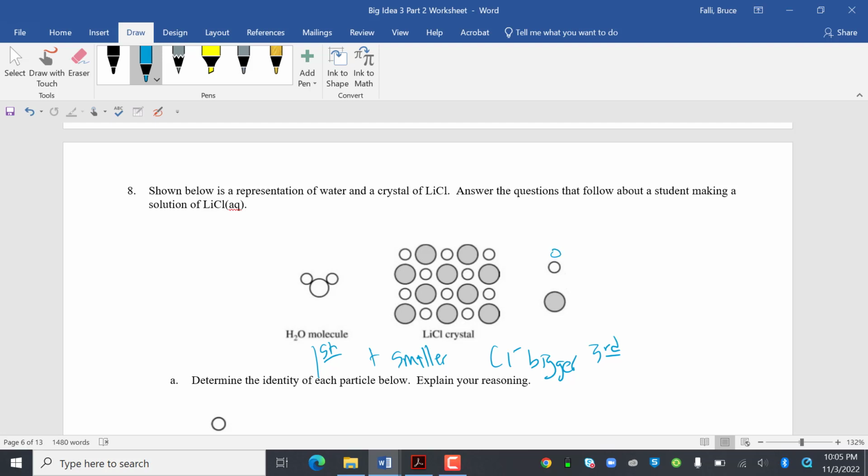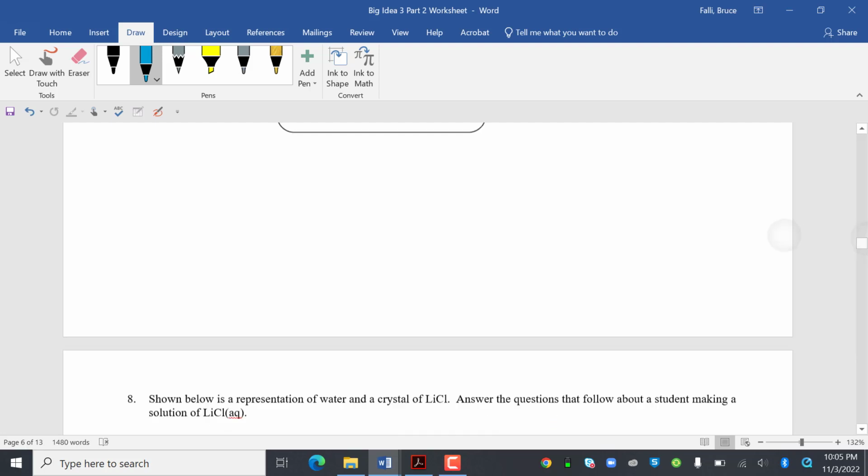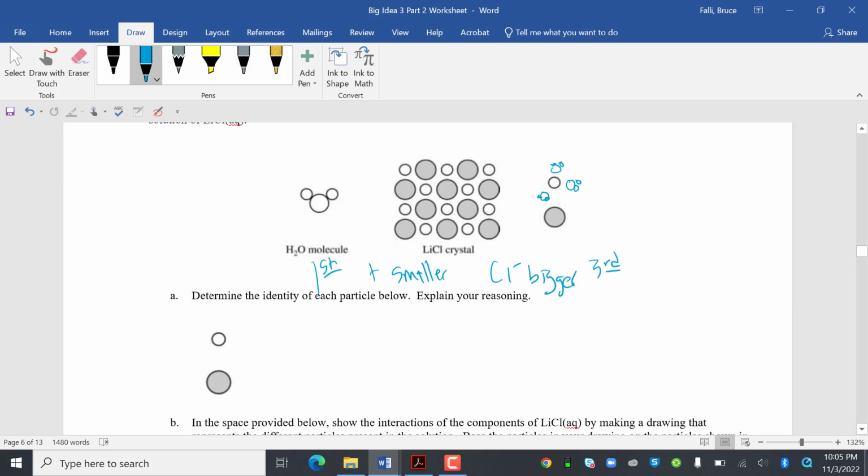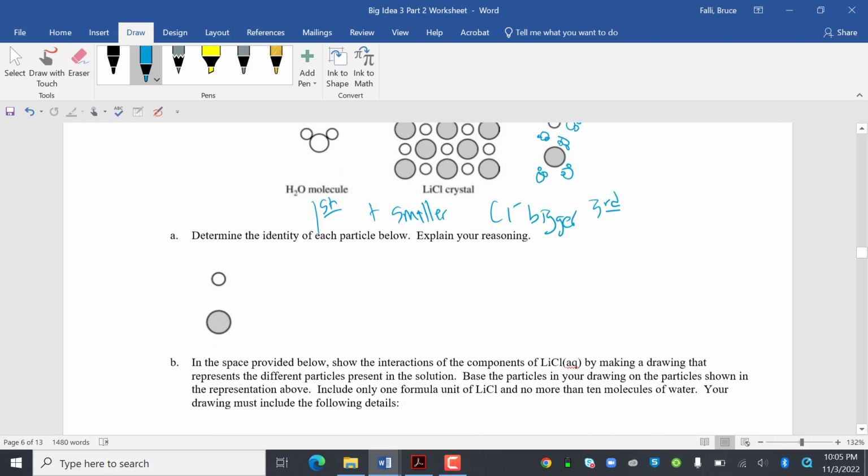So I got to draw some water. 1, 2, 3, 4, 5, 6. Okay. And I'm going to draw that, and then that's the negative one. So 1, 2, 1, 2, 1, 2. That's good enough.